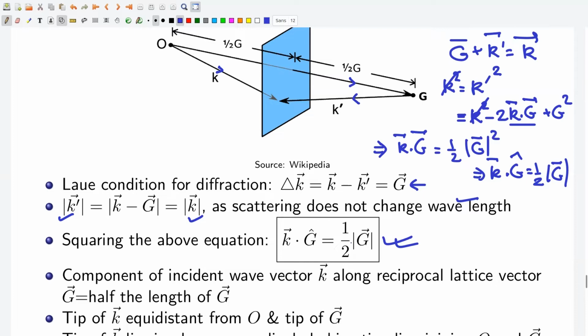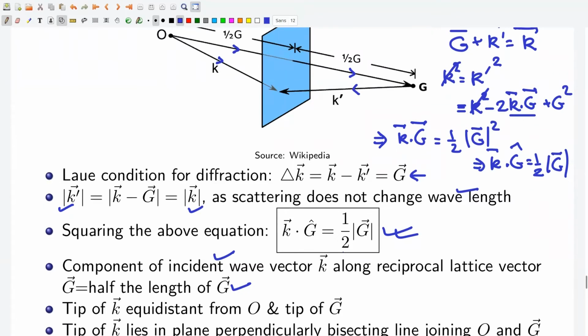Now if you look at this diagram, you see this component of the incident wave vector k along the reciprocal lattice vector g is given by this. So k dot g hat is the component of the incident wave vector k along the reciprocal lattice vector g, and that is equal to half the length of g. That is what we conclude from this equation.